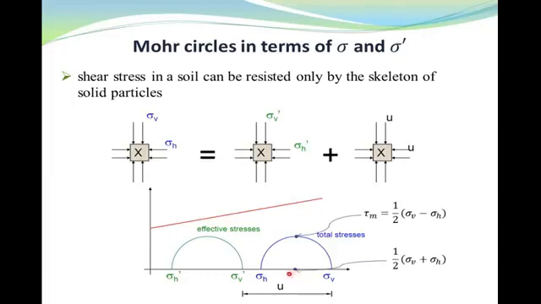And also the center of the Mohr circle and the maximum shear stress can be calculated by these two simple equations. If we have these sigma v and sigma h according to our experimental test, then we can derive sigma v dash and sigma h dash, and then we can draw our Mohr circle easily.